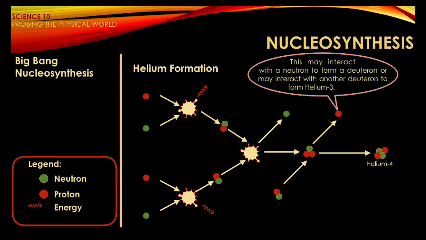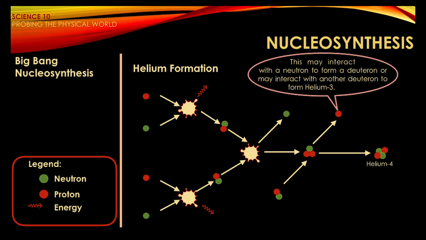The third step is the interaction of helium-3 and a deuteron. This will result in the formation of helium-4 with two protons and two neutrons, and an ejected proton. The ejected proton may interact with a neutron to form a deuteron, or interact with another deuteron to form helium-3.